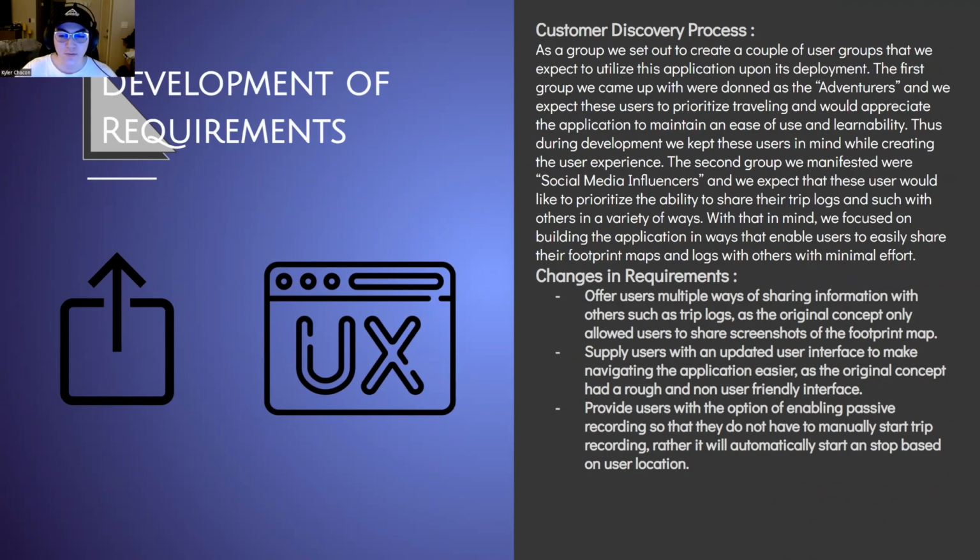And then some changes in requirements we went through were offering users multiple ways to share information such as trip logs. The original application only allowed you to show a screenshot of the footprint view, and also we had to supply users with an updated user interface as the original was quite clunky, not appealing to most users, and kind of difficult to operate. And then lastly, we provided users with the option of enabling passive recording, which allows users to not have to actively hit record on their trip for it to log it, and it'll just passively log in the background whatever trip you're taking, and it'll end after a certain amount of time of inactivity.